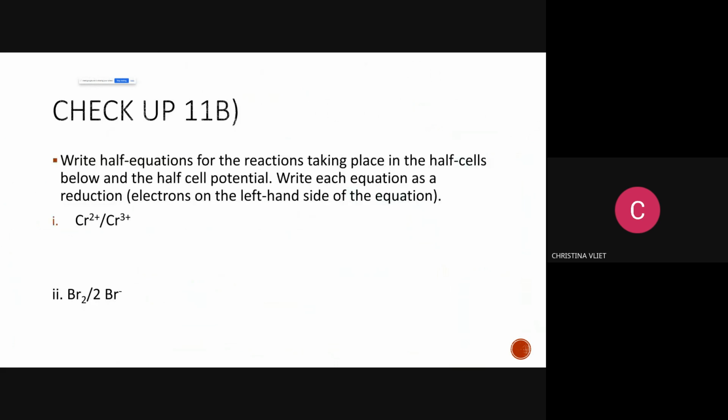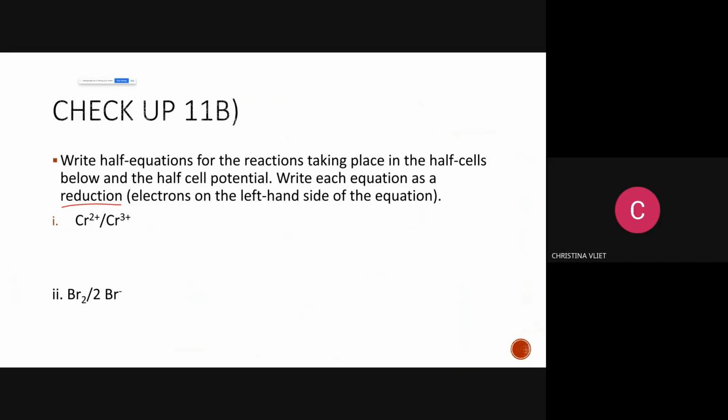So we're finally getting to do something. Write the half equations for the reactions taking place in the half cells below. Now, I thought this year we're going to actually do this really quickly because we've already done that really big lesson a couple of classes ago on how to put half reactions together. So they're telling you to write each of these as a reduction.